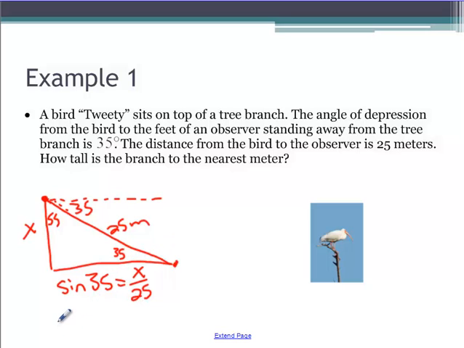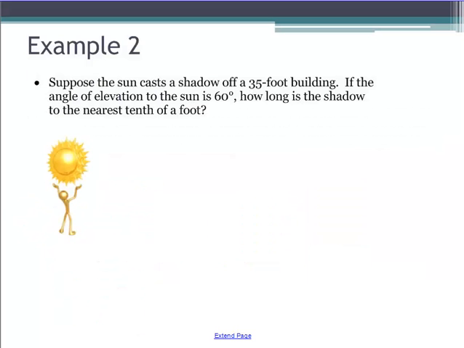And sine of 35, again, you've got to use a calculator. It's not going to be an exact value. It is 0.5736 equals x over 25. When you multiply both sides by 25, you get that x is 14.3. And it says to the nearest meter, so x is approximately 14 meters. So the tree branch is approximately 14 meters above the ground.